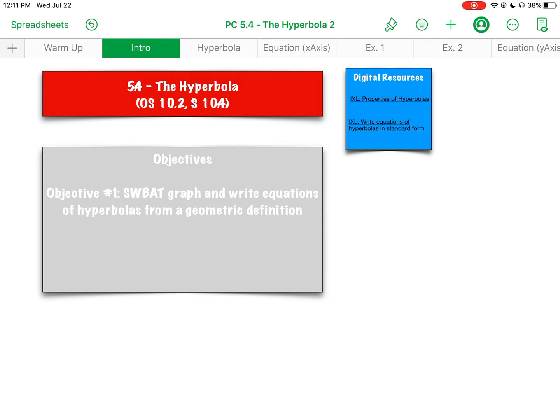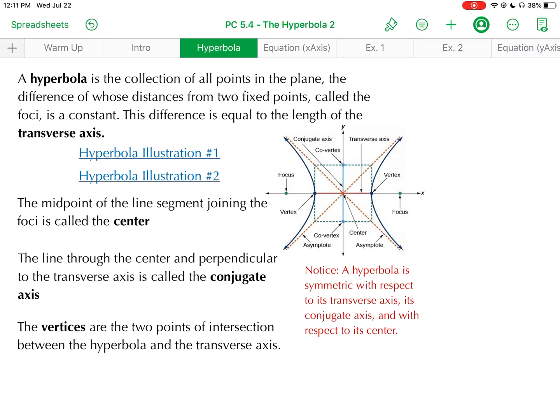All right, moving into section 5.4, looking at our last conic section, which is the hyperbola. The geometric definition of a hyperbola is said to be the collection of all points in the plane, the difference of whose distances from two fixed points, called the foci, is a constant. This is very similar to the definition of an ellipse. The only difference is we are now going to be subtracting our distances, whereas for the ellipse, we were adding them to get our constant, okay?